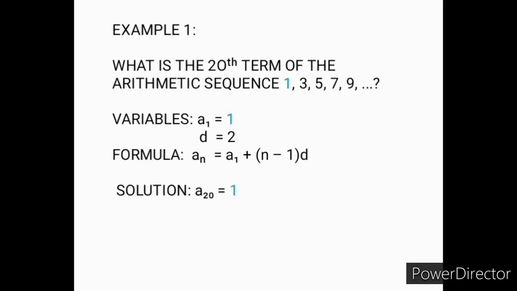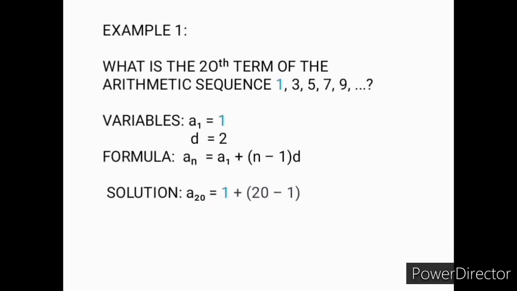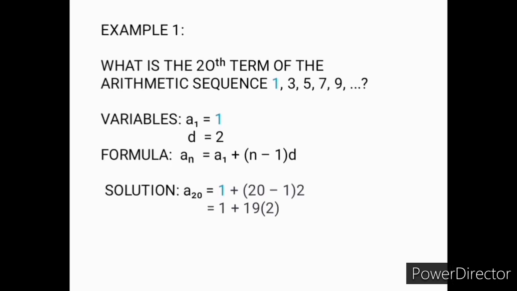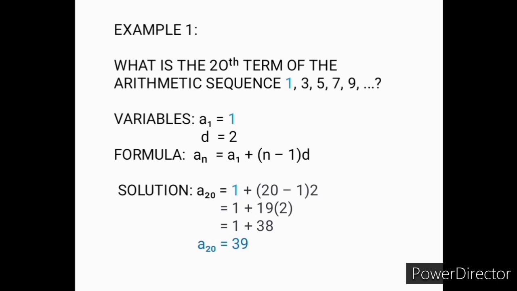substitute 1 in the place of a sub 1, plus quantity 20. Since we are looking for the 20th term of the sequence, that means we have 20 terms in the sequence, minus 1 times the common difference 2, equals 1 plus 20 minus 1 equals 19 times 2 equals 1 plus 19 times 2 equals 38, and 1 plus 38 equals 39. Therefore, the 20th term of the arithmetic sequence 1, 3, 5, 7, 9 is 39.